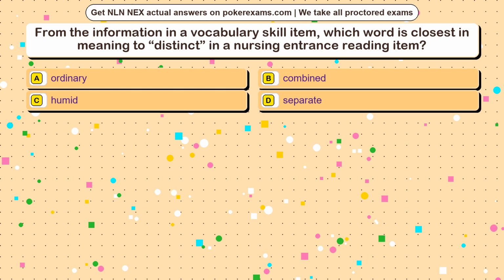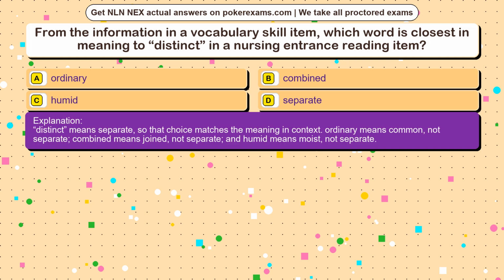The correct answer is option. Distinct means separate, so that choice matches the meaning in context. Ordinary means common, not separate. Combined means joined, not separate, and humid means moist, not separate.